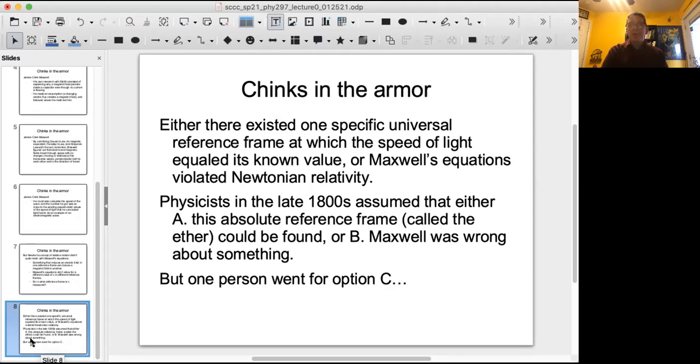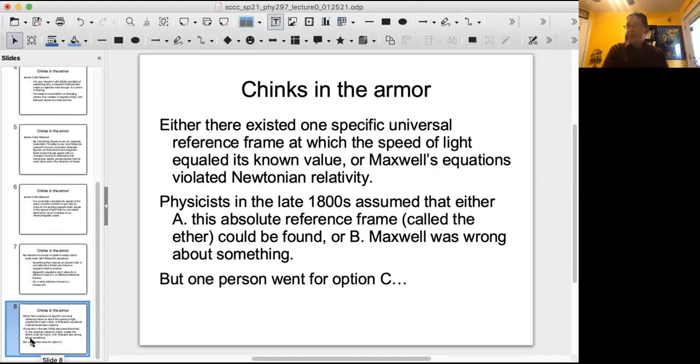And so basically, either there existed one universal reference frame, and again, it was called the luminiferous ether, or Maxwell's equations and Newtonian physics were inconsistent with each other. And so basically, option A, either we could find the luminiferous ether and figure out that absolute reference frame, or B, Maxwell was wrong about something, that Maxwell's equations needed some sort of correction to make them consistent with Newtonian physics.